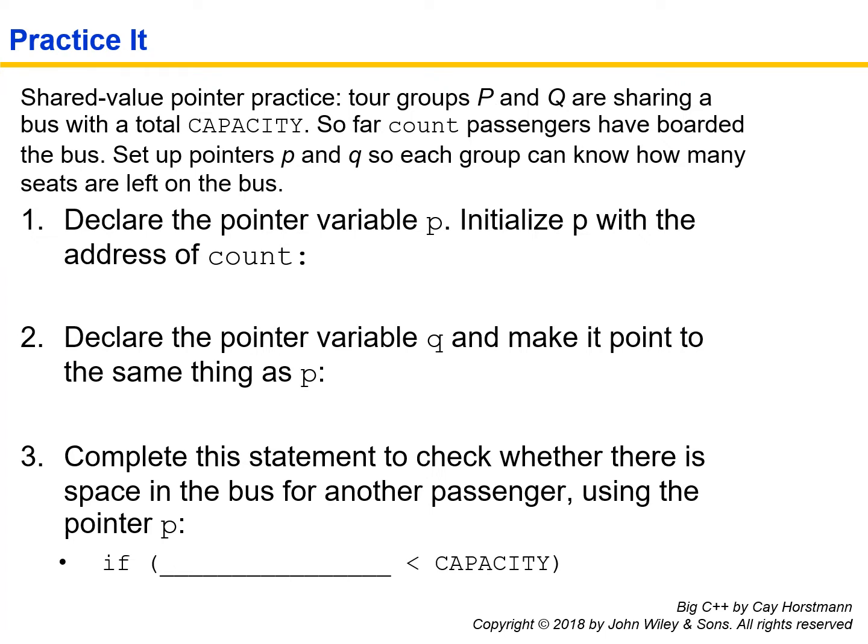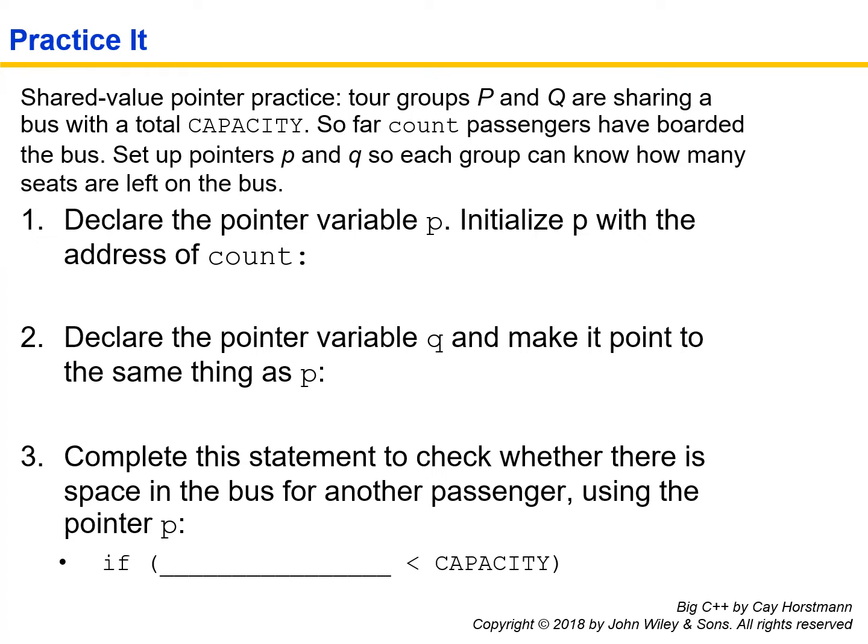I'll let you sit on that for a second. All right, if you came up with int *p = &count, that's correct. Now declare the pointer variable Q and make it point to the same thing as P. Okay, if you came up with int *q = p, that's the simplest way to do this. You could have also said int *q = &count.